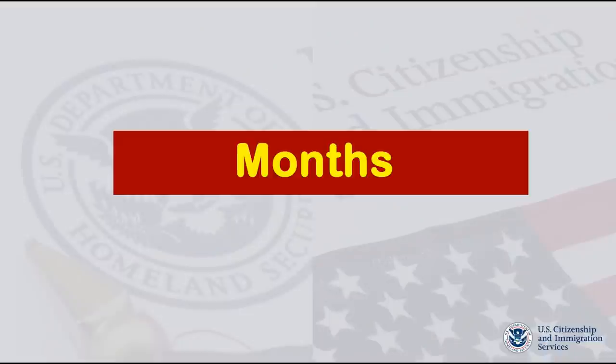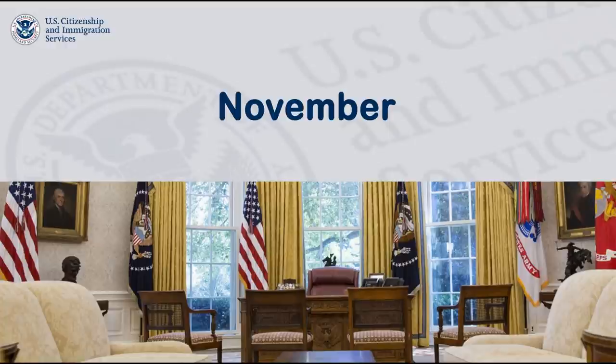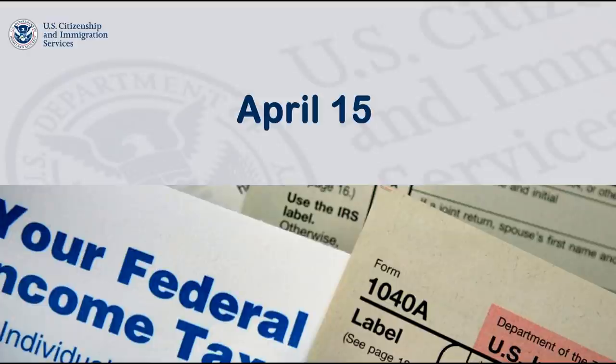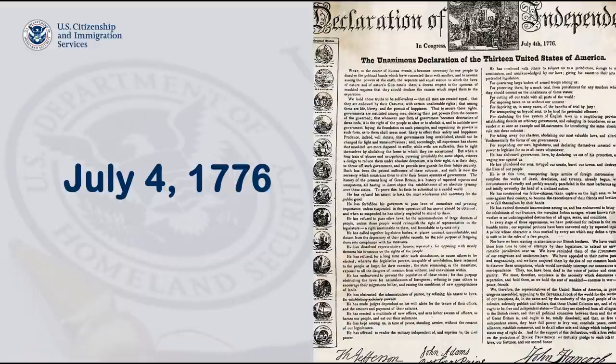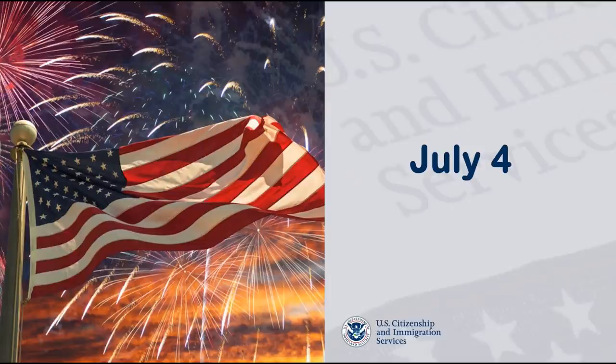Last group, months. In what month do we vote for president? November. When is the last day you can send in federal income tax forms? April 15th. When was the Declaration of Independence adopted? July 4th, 1776. When do we celebrate Independence Day? July 4th.